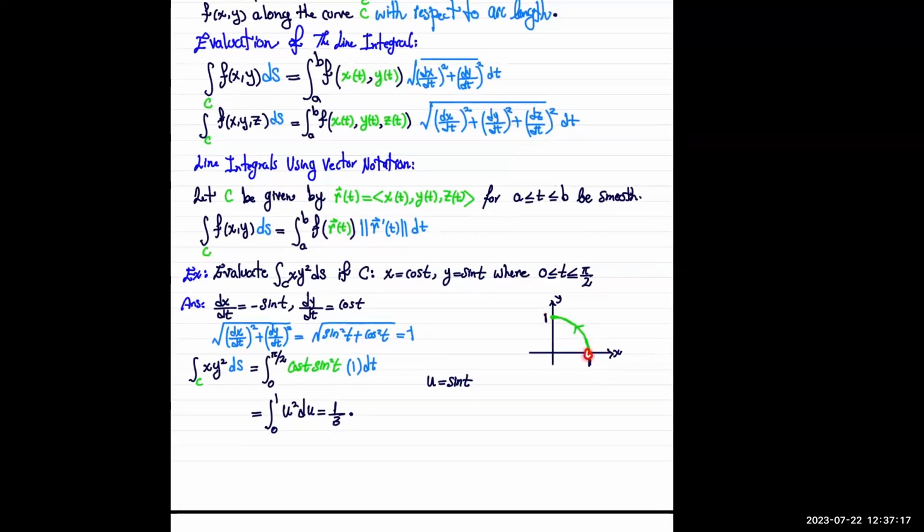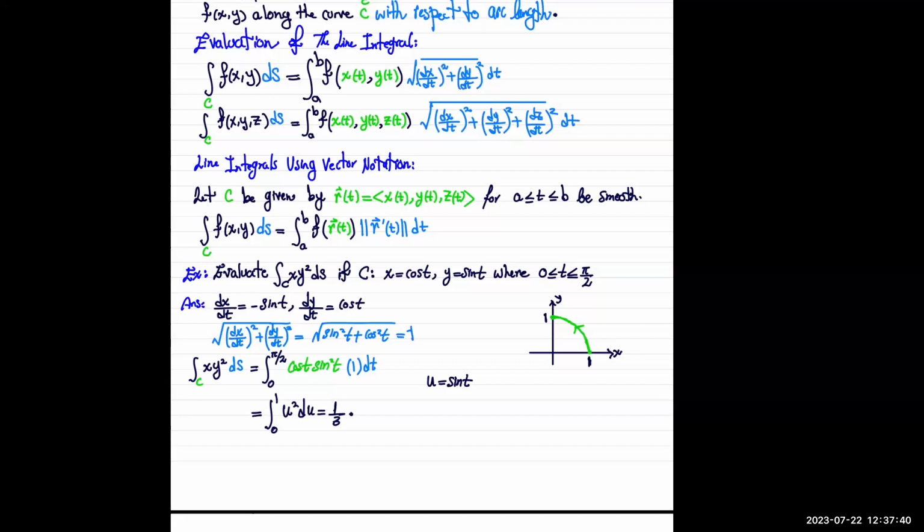Okay, it goes from this point to this point, right? 0 to pi over 2. If it was 0 to pi, we would get half a circle. And guys, orientation here does matter a lot. When we are doing line integrals, orientation is going to make a huge difference.